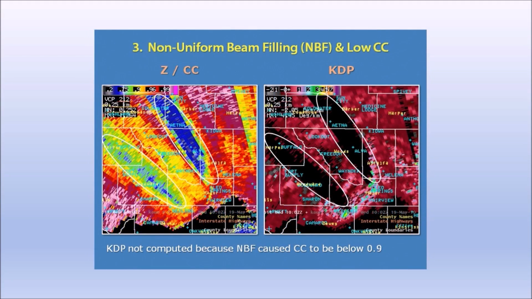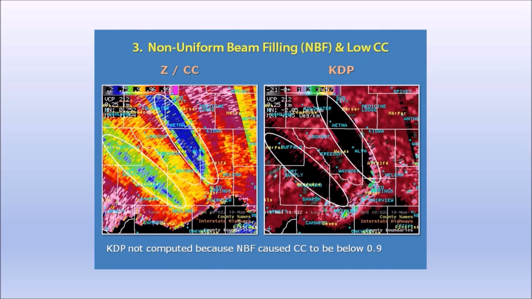Non-uniform beam filling and low correlation coefficient. As was mentioned with CC, we examined the causes of non-uniform beam filling and how it affected CC. Remember, non-uniform beam filling occurs when significant gradients of differential phase occur within a pulse volume. This gradient can either be in the horizontal or vertical. The same applies for KDP primarily because if CC becomes affected by NBF and drops below 0.9, KDP becomes unreliable and is not computed. Therefore, KDP will be unreliable in areas where lines of storms align along a radial, near the melting layer, and at long ranges.